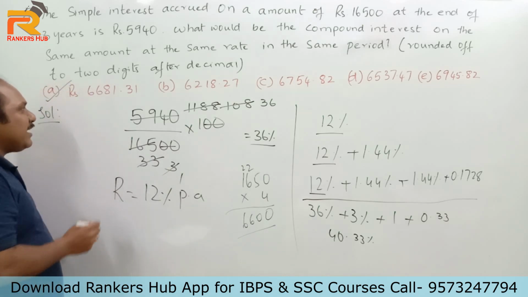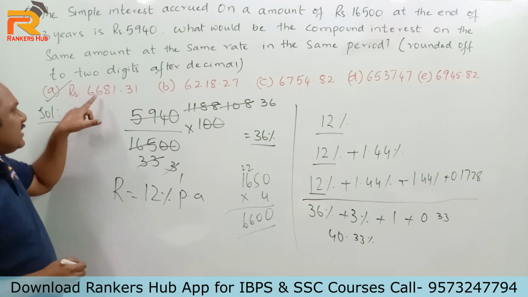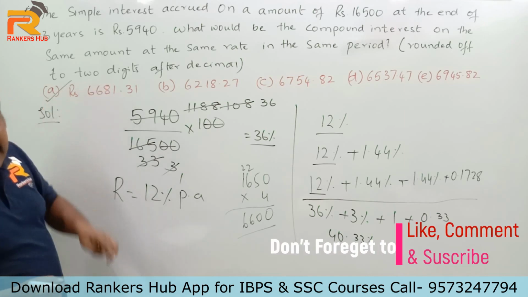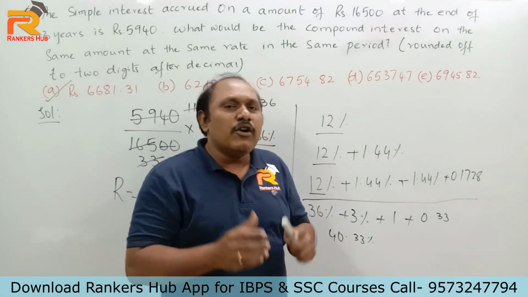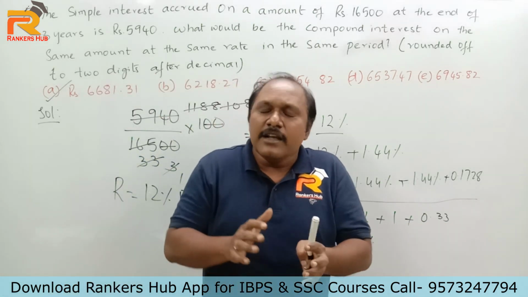So option A should be the correct answer, which is 6,681.31. So this is how you can perform your calculations without finding out the exact answer, by going with approximations.